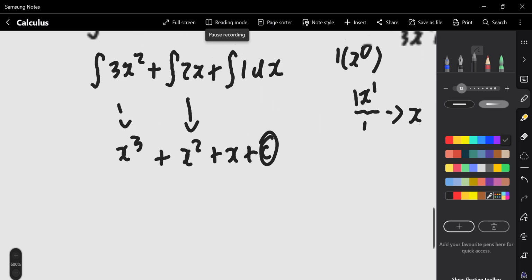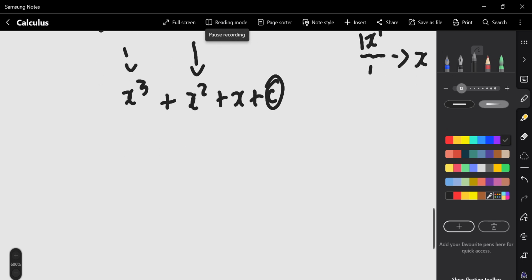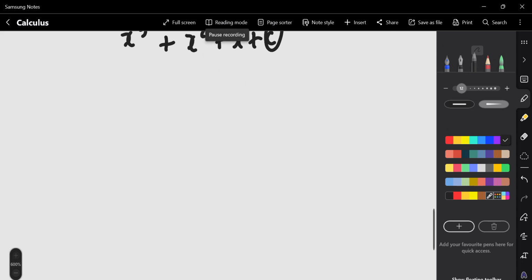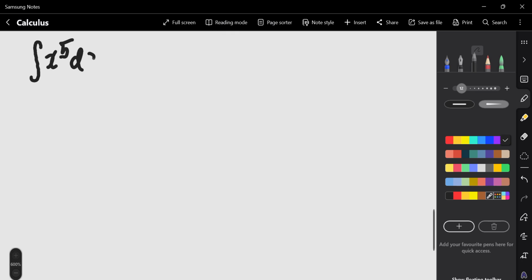So all we do when we have a polynomial is we integrate term by term. Let's do some worked examples now. Let's do a couple of questions. Let's do the integral of x to the 5. Try and do it yourself. The answer is going to be 1/6 x to the power 6 plus c.